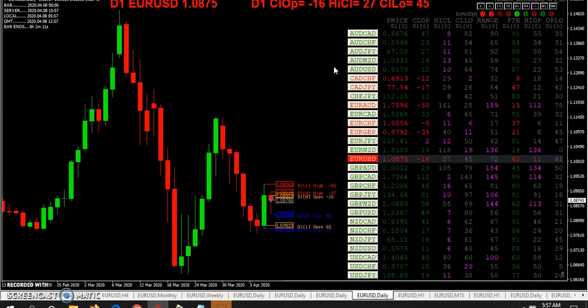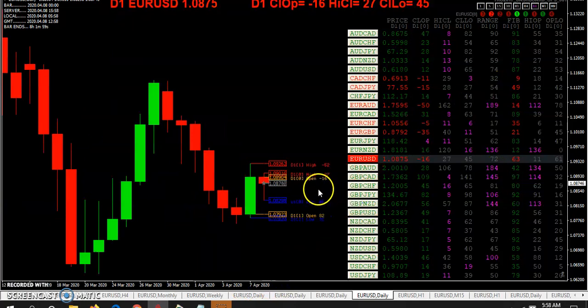Okay, previous day's high and low. Wow, the ranges have dried up. Look at that. We've only got 7 over 100. But you can see here, we have not broken out of the previous day's high or low. So basically, there's no trade on that breakout of previous day high low.